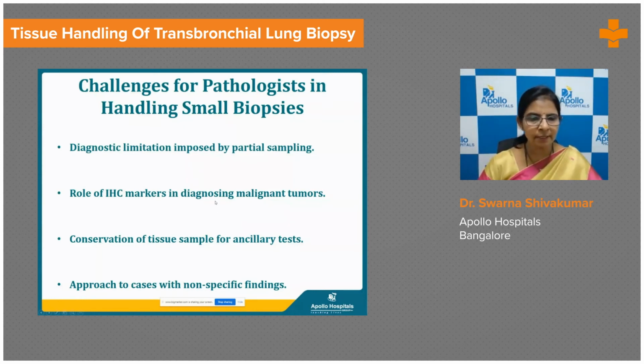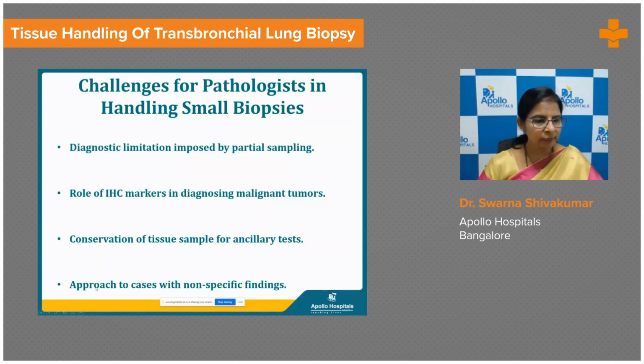Then the role of IHC markers in diagnosing malignant tumors. IHC is indicated only in patients who have been labeled as non-small cell lung carcinoma (NOS), where the squamous or non-squamous histology is not definite. This is in order to save the sample for further ancillary tests because we are handling small biopsies. The third one is conservation of tissue sample for ancillary tests. This is important in cases of non-small cell lung carcinoma, particularly patients with adenocarcinoma histology, where ancillary tests like mutation analysis can be done for targeted therapy.